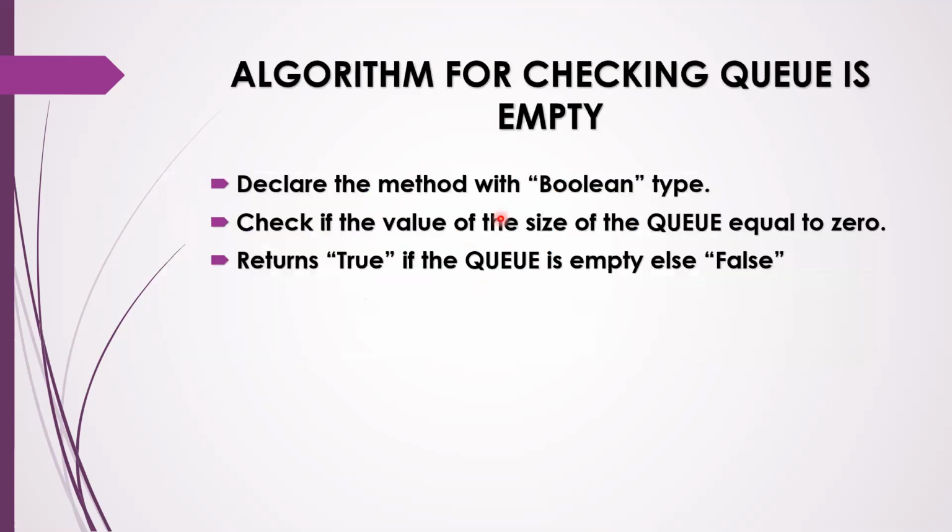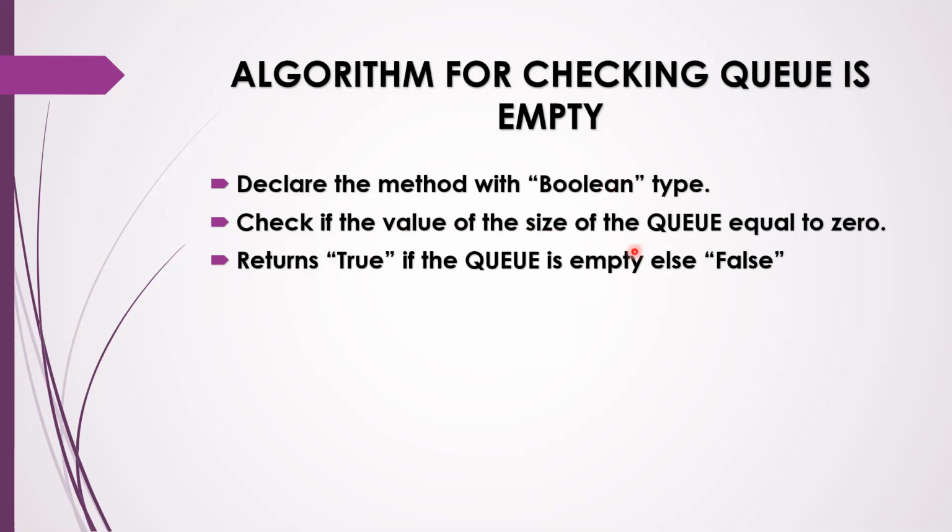Okay. Now we have to check whether the queue is empty or not. Algorithm for checking whether the queue is empty or not. That is the underflow condition. So you have to declare the method with Boolean type, because to check whether the queue is full or whether the queue is empty, both methods do not return any value. There is no need of getting any values. Here you have to know whether it is true or false. So in order to know true or false, Boolean is the best data type.